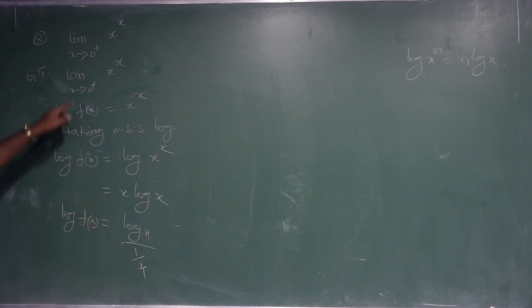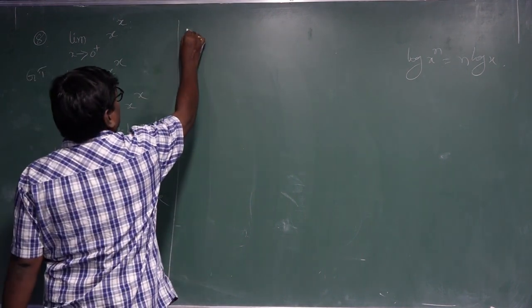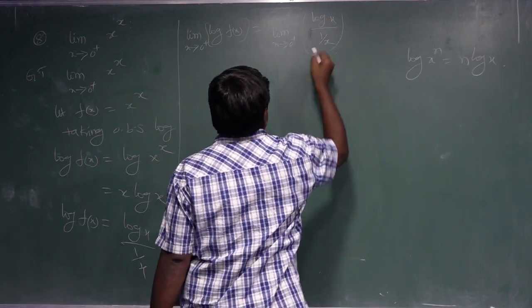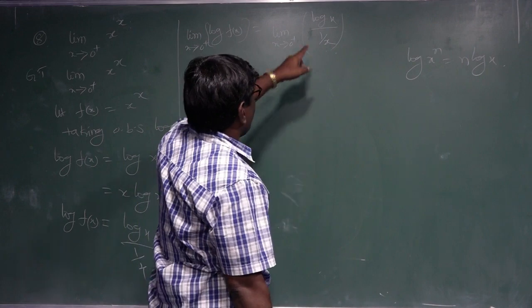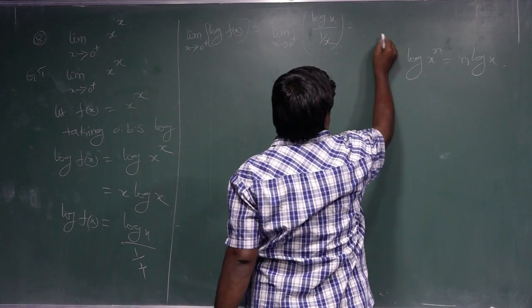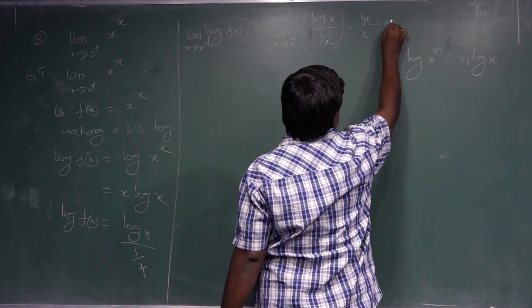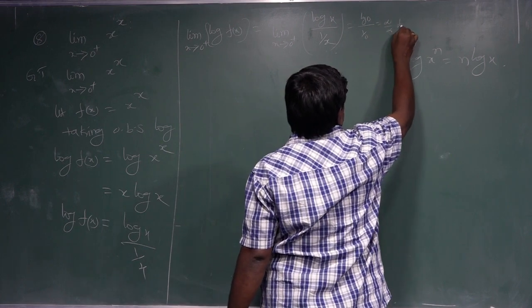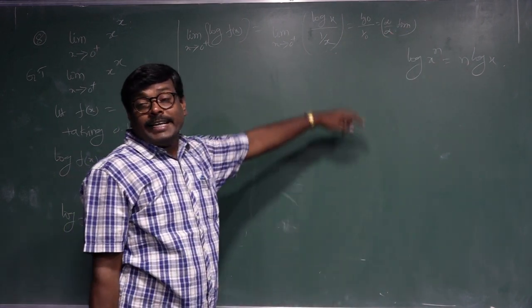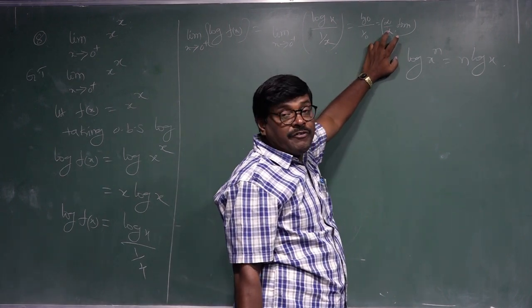Take the limit as x tends to 0 plus. We apply the limit as x tends to 0 plus of log x by 1 by x. The value of log 0 is infinity, and 1 by 0 is infinity, so this is infinity by infinity form. This form is an indeterminate form, either 0 by 0 or infinity by infinity.